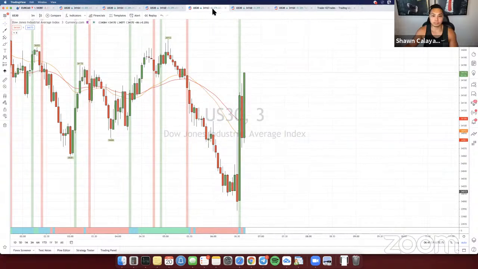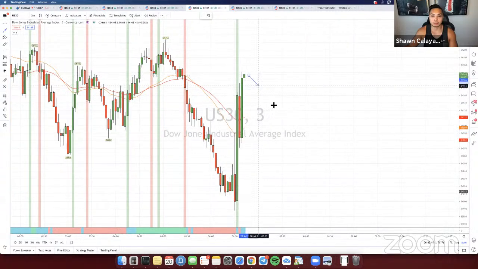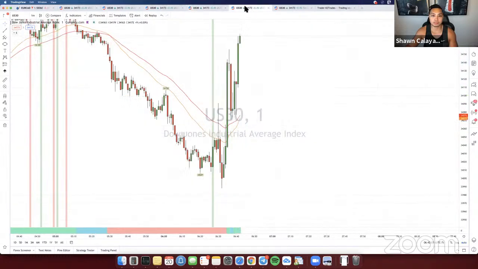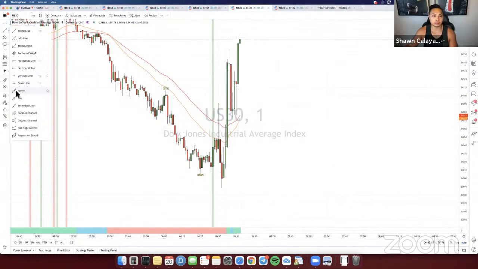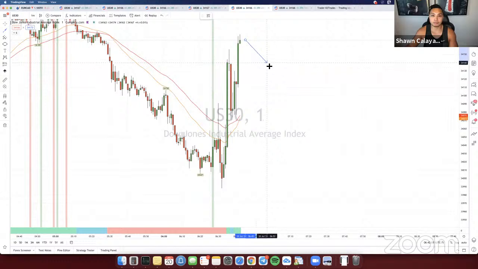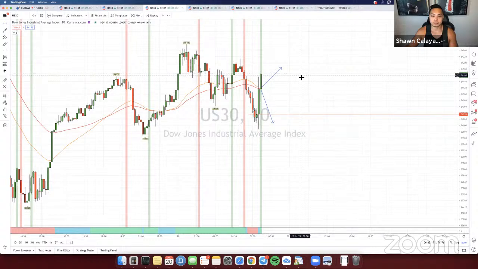Looking over at the 3 minute, it's doing exactly what I mentioned, right? I mentioned not to enter right here, but to wait for that retracement and then catch it as it swings back up. So that's exactly what I'm looking for here. Even on the 1 minute, we're looking for a retracement down, and then we catch it back to the upside. So that's pretty much what we're waiting for here.